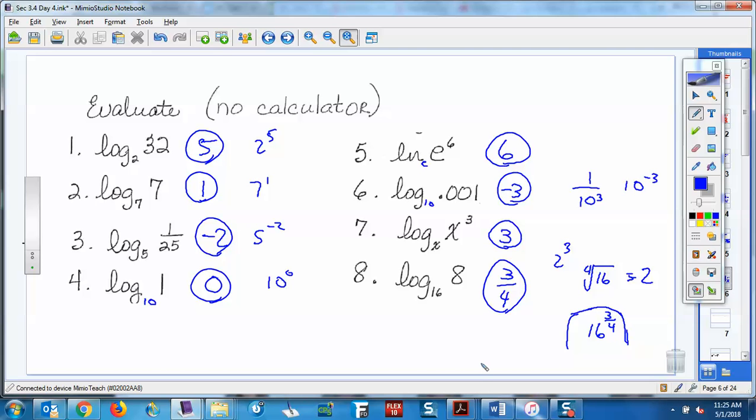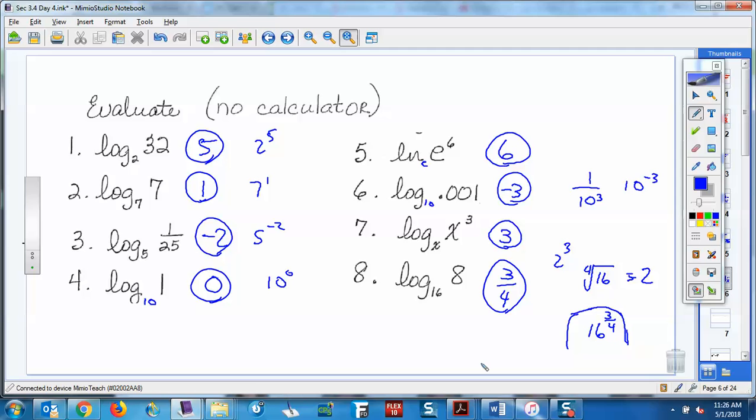All right, number 1. How much? 5. 2 to the 5th is 32. Okay, number 2. 1. 7 to the 1st, right? Anytime you have a log base 7 and then that same base inside there, that's going to be 1. Okay, 3.